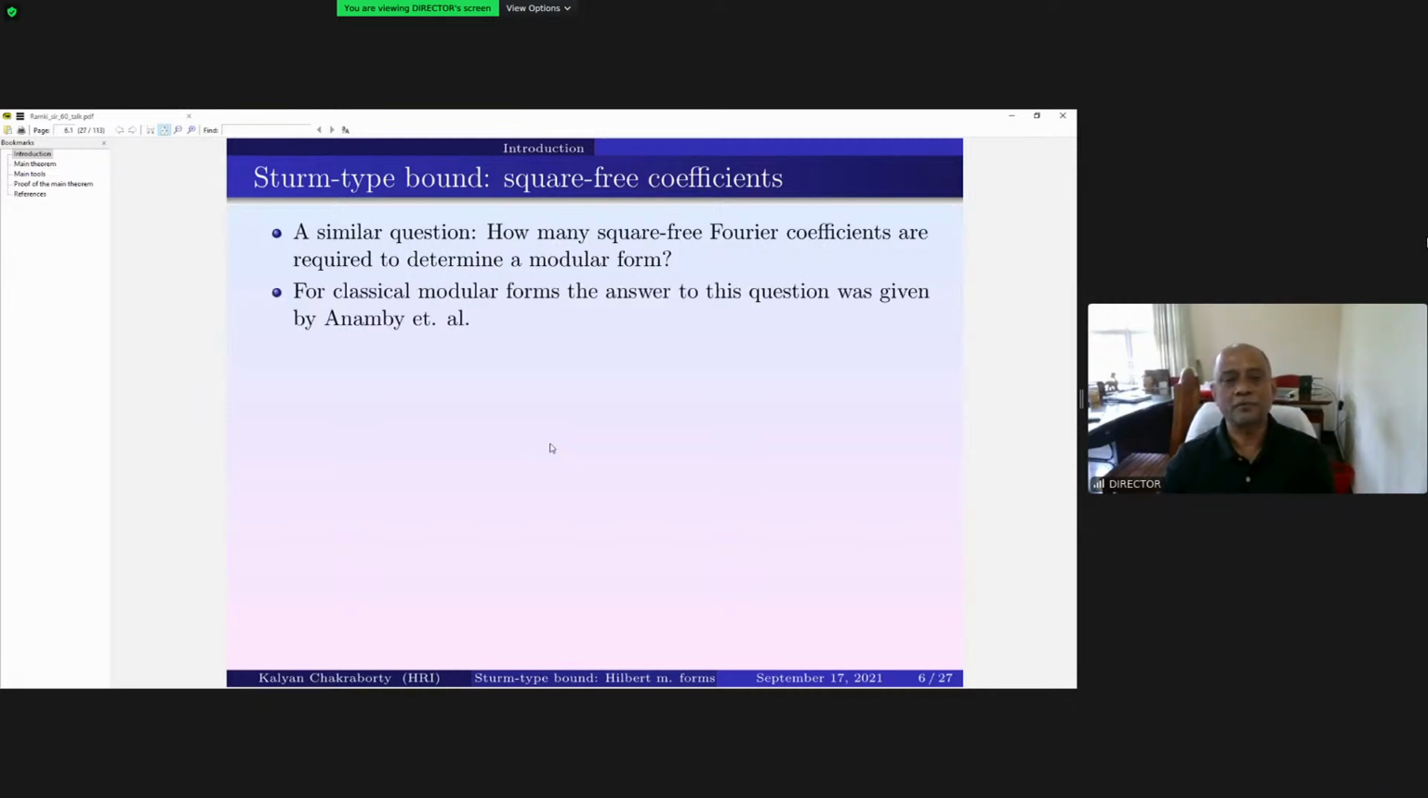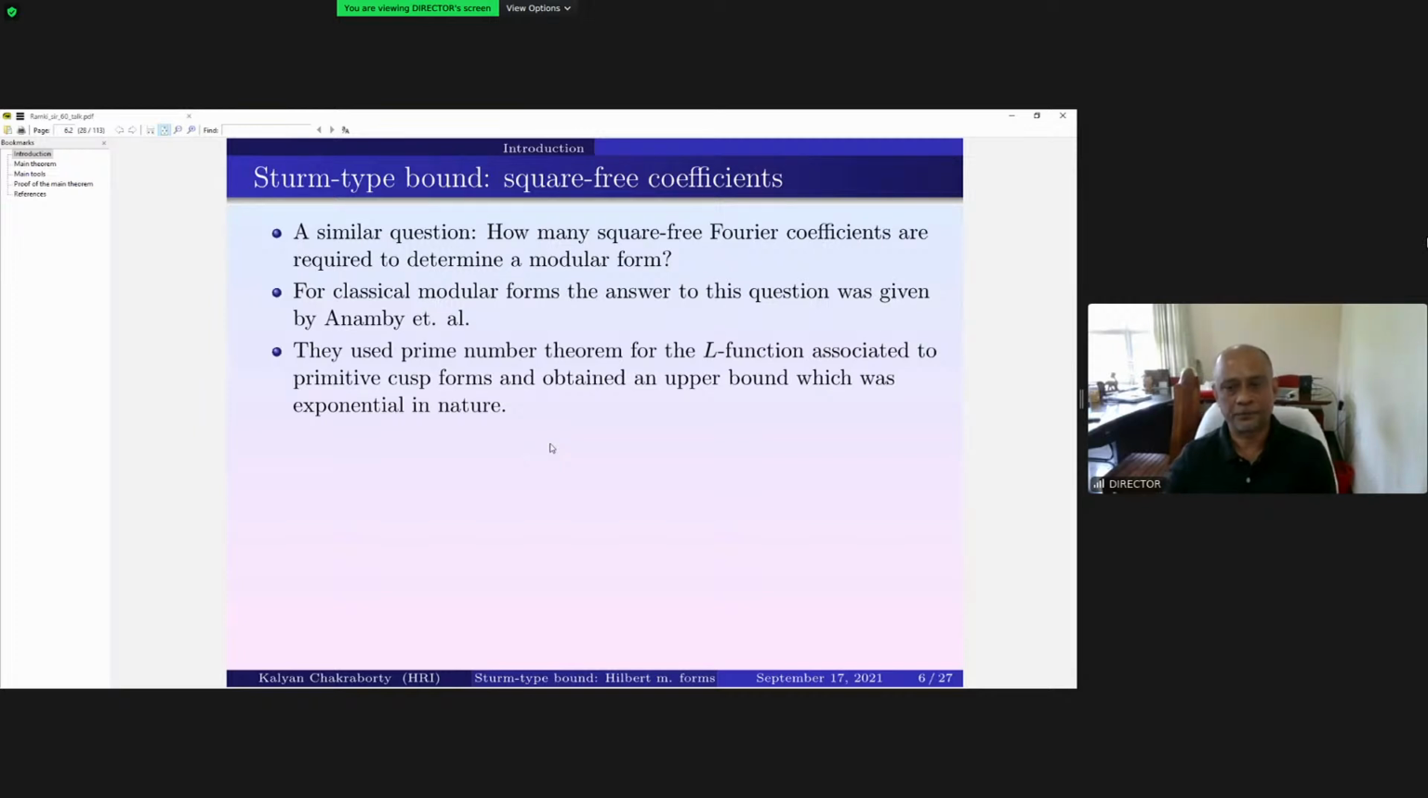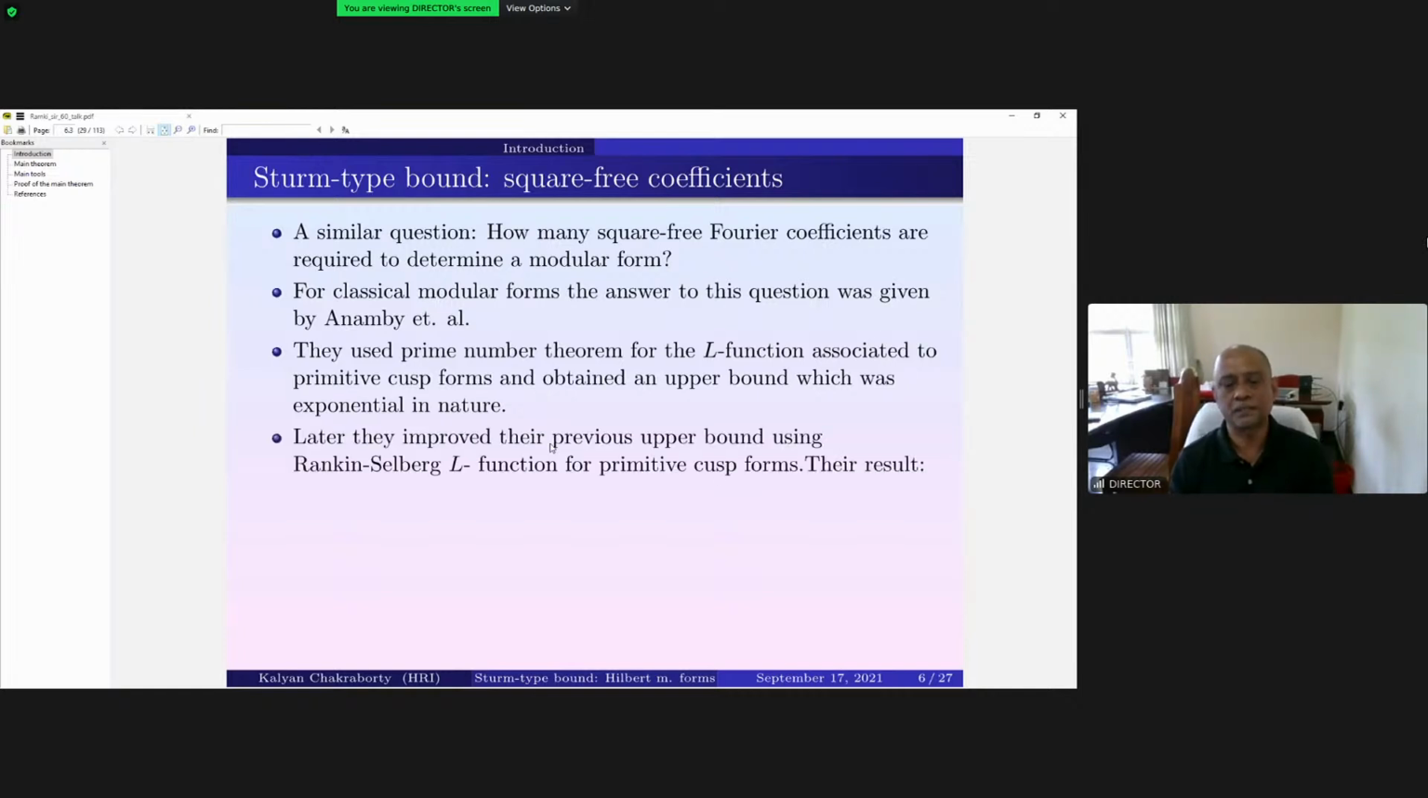So for classical modular forms, the answer to this question was given by Balasubramanyam and Murty. In the first one of their works, they used the prime number theorem for L-functions associated to primitive cusp forms and obtained an upper bound, which was in fact exponential in nature. Later, they improved the bound by using the Rankin-Selberg L-functions for primitive cusp forms. And their result is this.